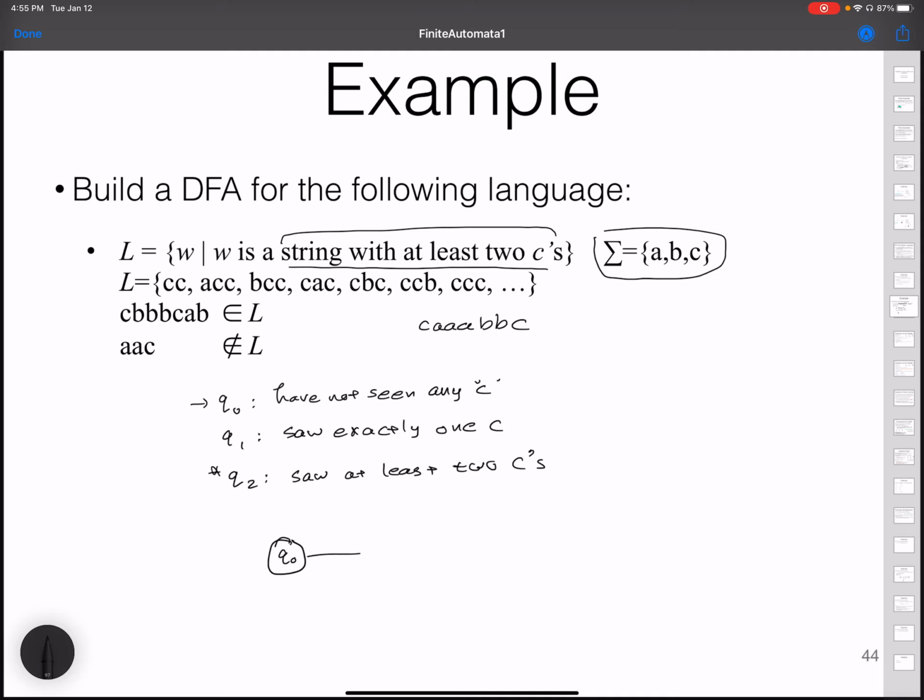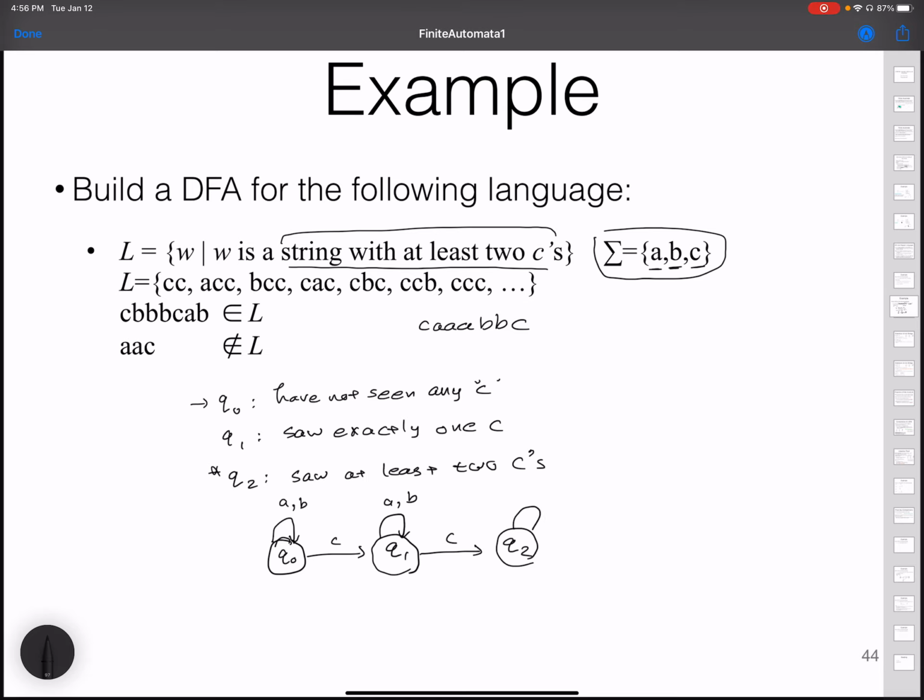At Q0, if you see a C, you will go to Q1. You have to write down all the transitions over all the input symbols, right? So Q0 over A or B, you should stay at Q0, because it means that you haven't seen any C yet. At Q1, if you see a C, you will go to Q2. But if you see A or B, you will stay at Q1. And you don't go back to Q0 or anywhere else because you have seen 1 C.